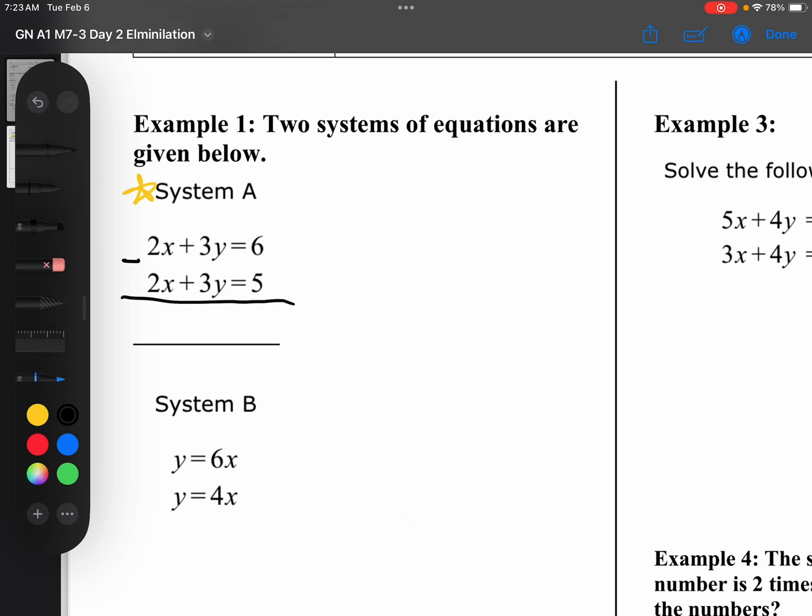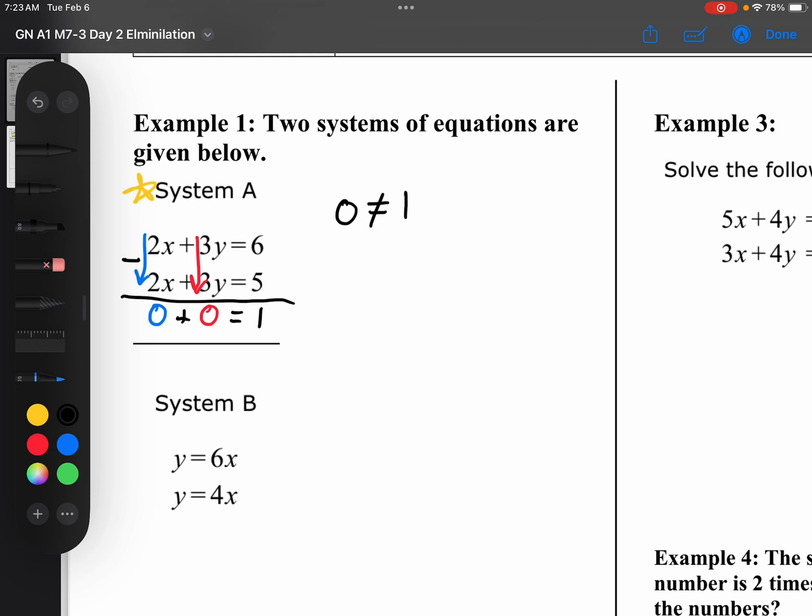So I'm going to have 2x minus 2x, that's going to be 0. I have positive 3 minus positive 3, which is going to be also 0. So 0 plus 0 is equal to 6 minus 5 is 1. So since 0 does not equal 1, we don't have a solution here. So this is going to be no solution.